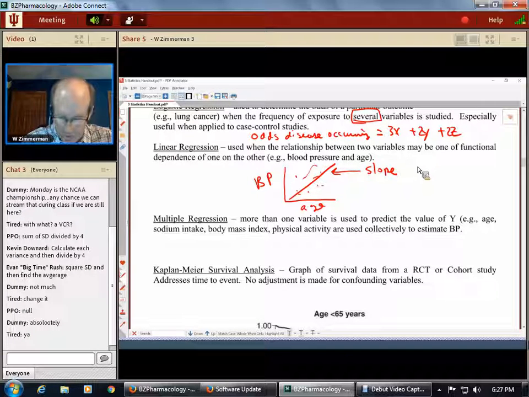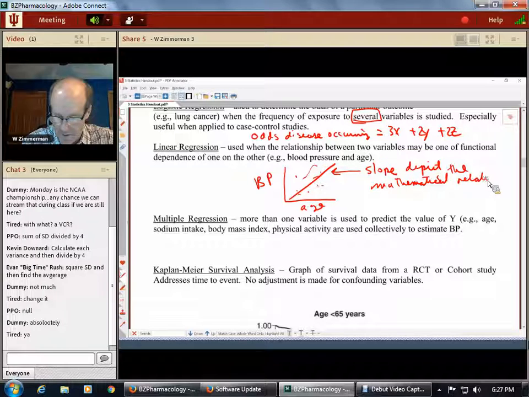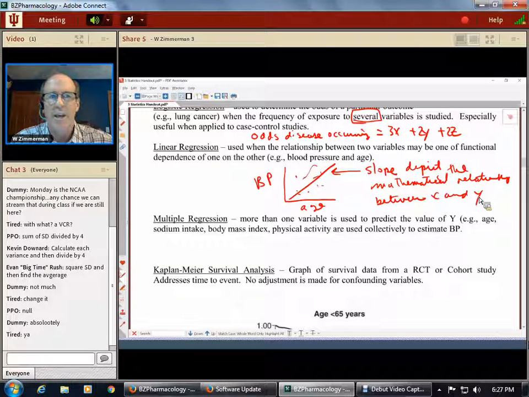is going to depict or yield the mathematical relationship between X and Y. In other words, as we age 10 years, how much does our blood pressure go up? That's what the slope is going to tell us. So a linear regression gives you a lot more. That's very useful.